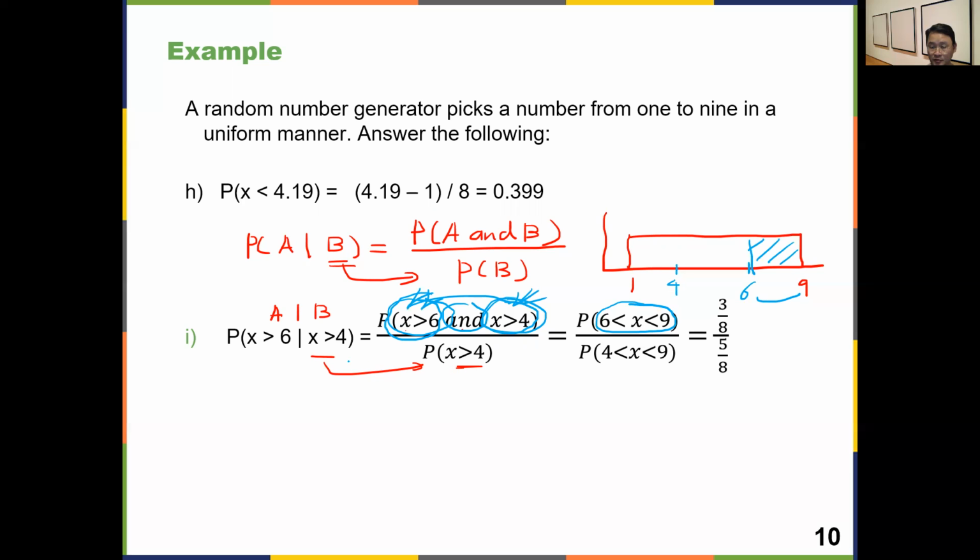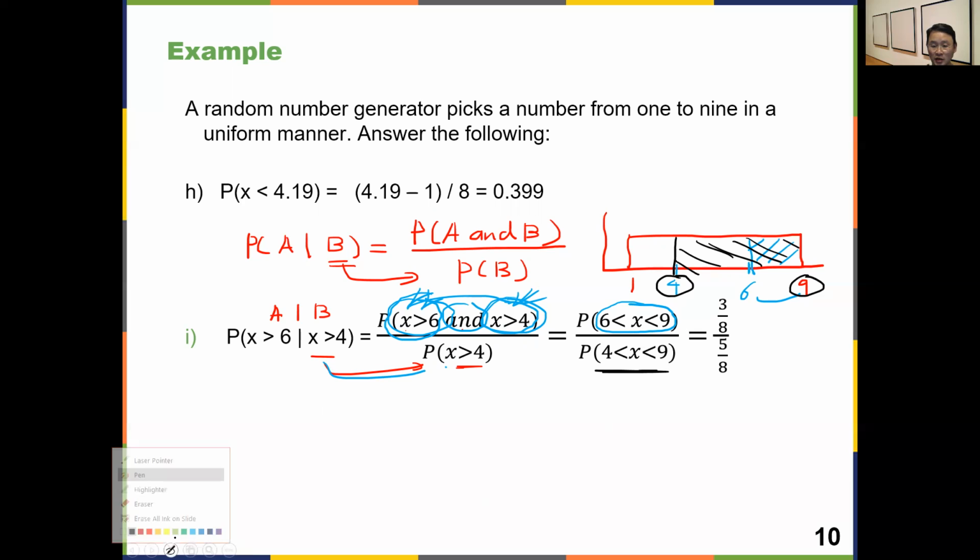Now look at the condition part right here. X is just going to be bigger than 4. Where is it? Well, that's not that difficult to see. Bigger than 4 is this area right there. That's the bigger than 4 area. So it's between 4 and 9, which is what we get from here.